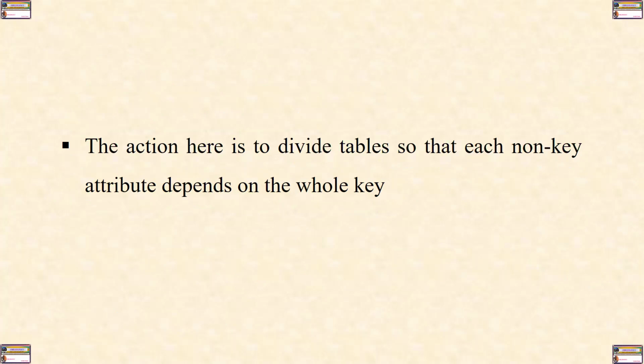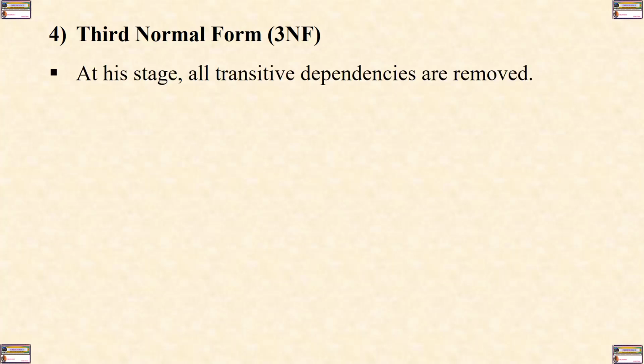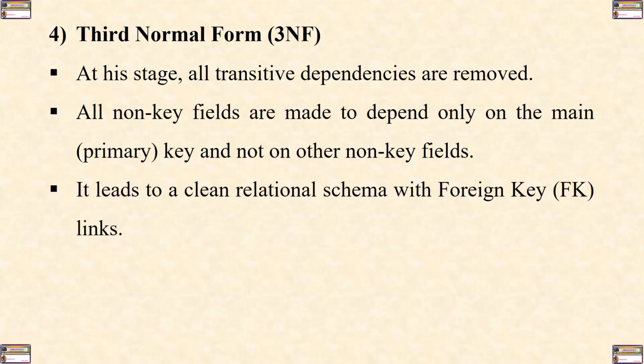The action here is to divide the tables so that each non-key attribute depends on the whole key. Then the last step, or what we call stage 4, but it is the third stage in the normalization process, is what we call the third normal form. At this stage, all transitive dependencies are removed. All non-key fields are meant to depend only on the main primary key and not on other non-key fields. It leads to a clean relational schema with foreign key links.